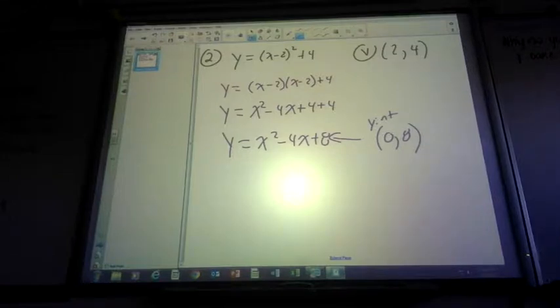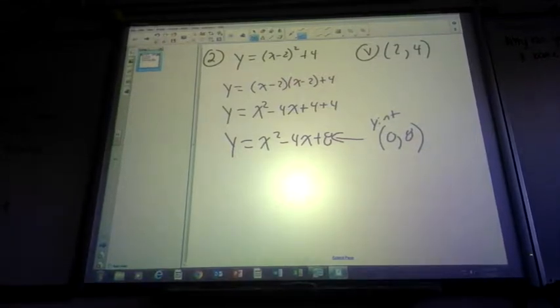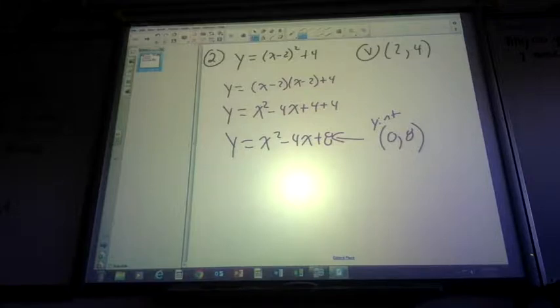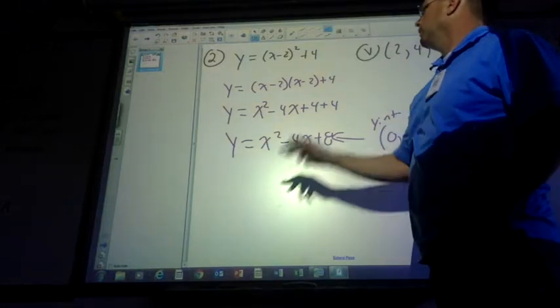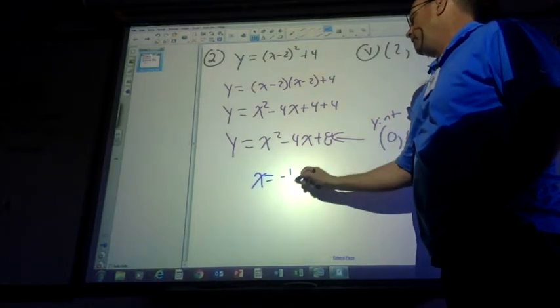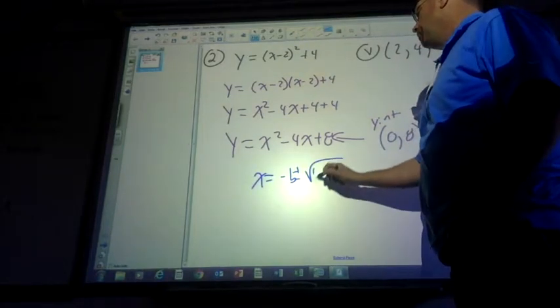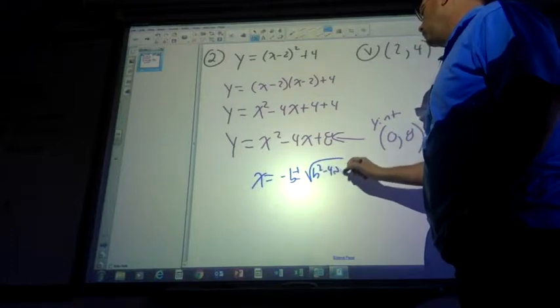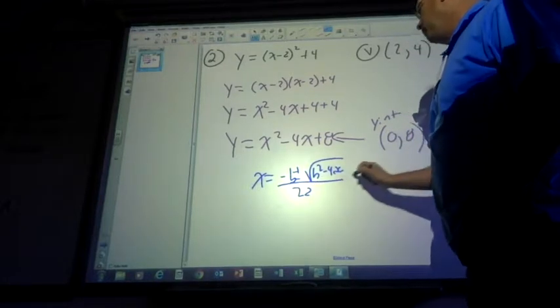And if it doesn't factor, what's the go-to to figure out the roots? Find the roots. Can't find the roots. How? Oh, yeah, quadratic formula. So x is equal to negative b plus or minus the square root of b squared minus 4ac, all over 2a. And plug your values in.